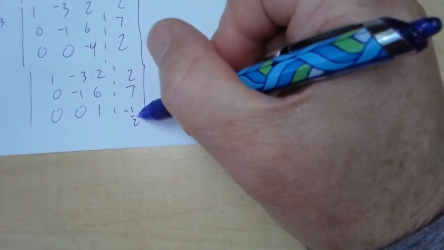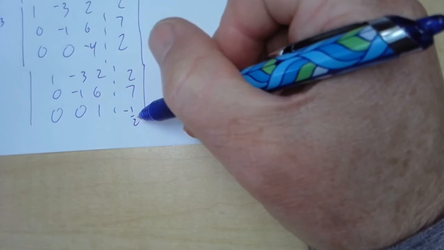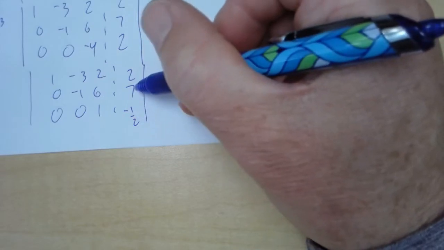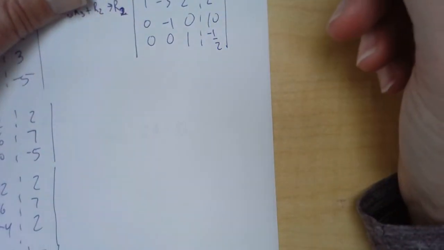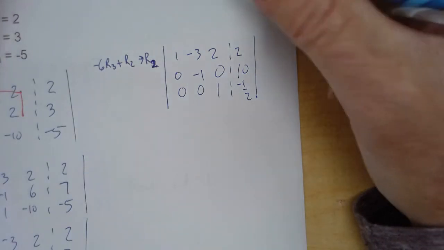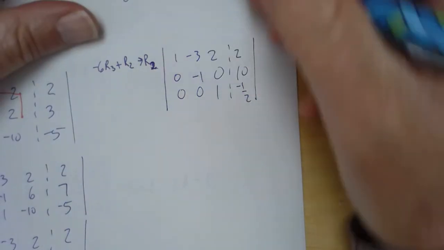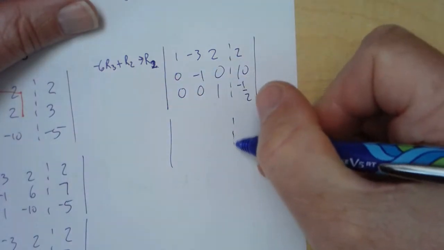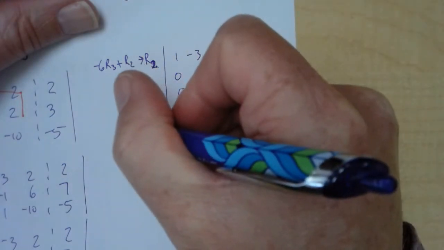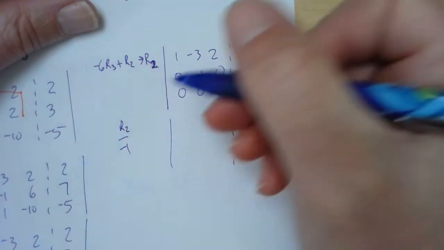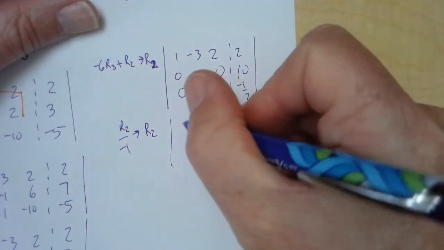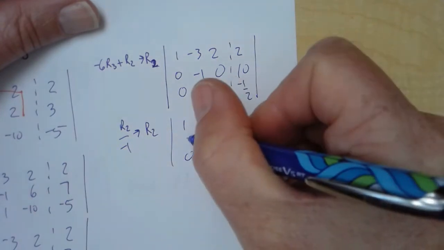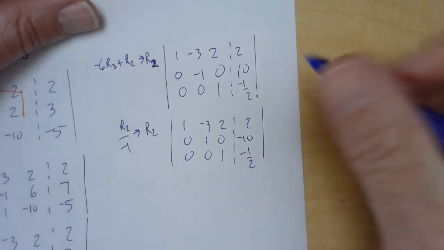-6 times this would be 3 plus the 7 makes 10. All right. Now this needs to be a 1. So as we go along, these need to be 1s. So we're going to do row 2 divided by -1 or multiplied by -1. It doesn't matter. Back into row 2: 1, -3, 2, 2, 0, 0, 1, -1/2, 0, 1, 0, -10. So we're getting closer.